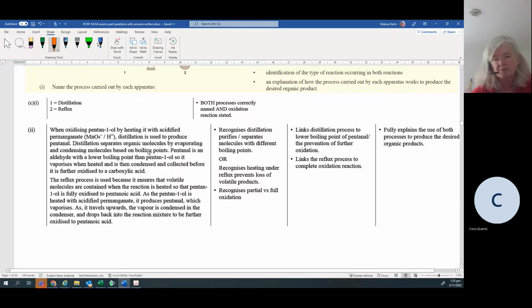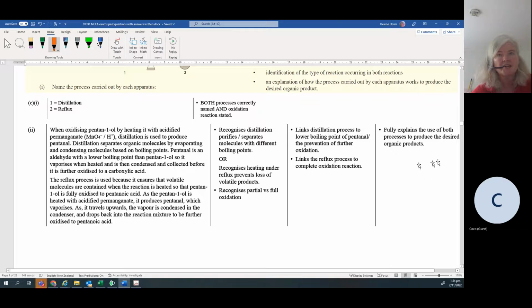You can't use a distillation if the product has a higher boiling point than the reactant, because what's going to happen is the reactant's going to boil over, and you're not going to get a reaction. So alcohols to aldehydes is fine. You can't do alcohols to carboxylic acids by distillation, because the carboxylic acid has a higher boiling point than the alcohol. So you can never use a distillation to go from alcohol to carboxylic acid.